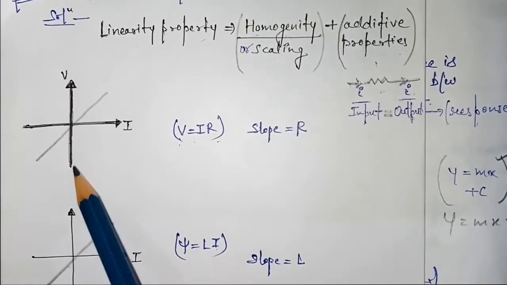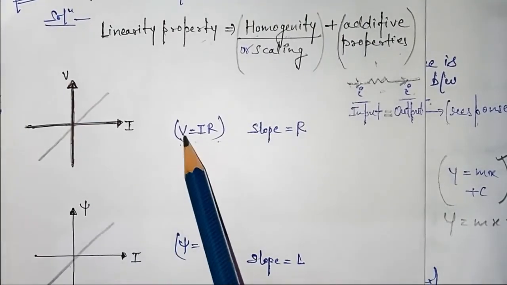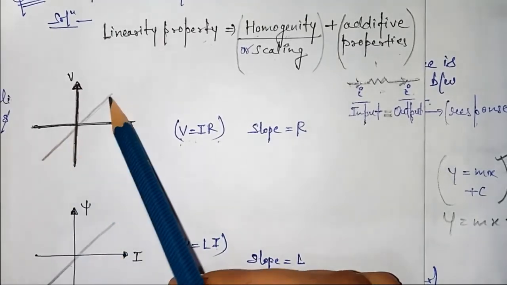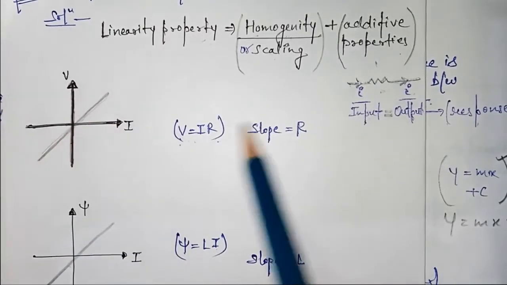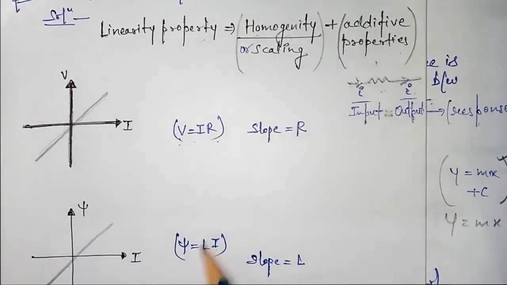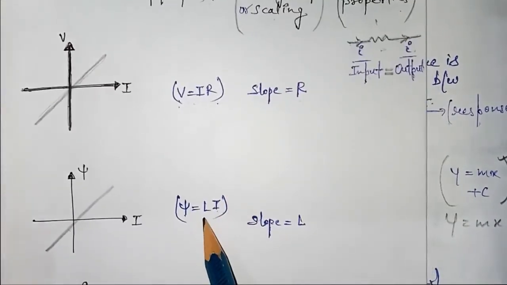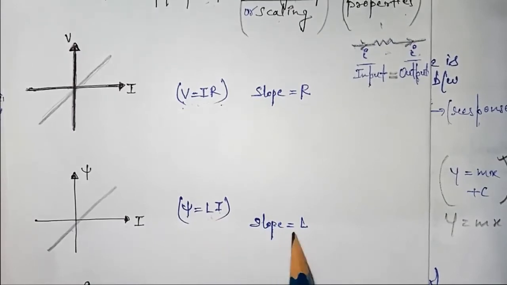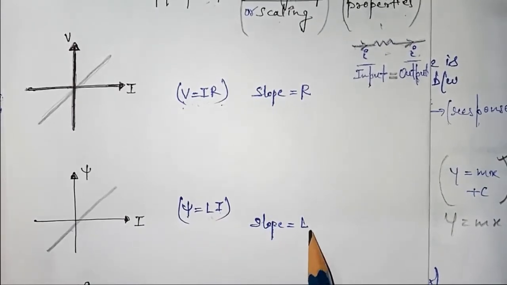This is the graph of a resistor. As we know, V is equal to IR. This is the equation of a straight line. It must pass through the origin. Slope is equal to R. In case of inductors, we know phi is equal to Li, where L is for inductance. Slope is equal to L.